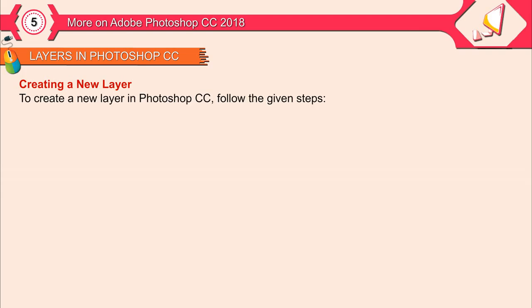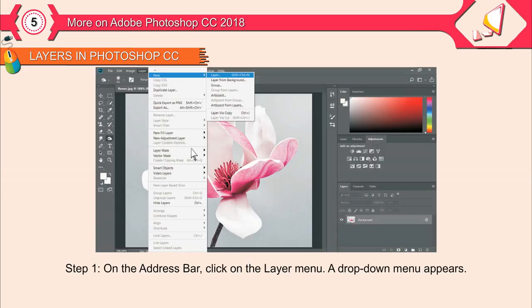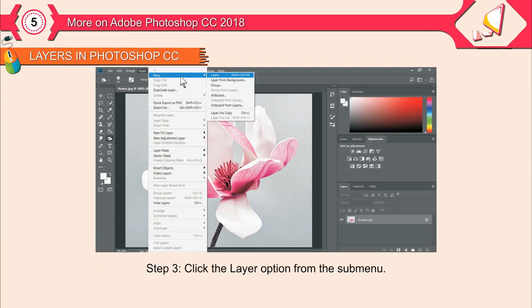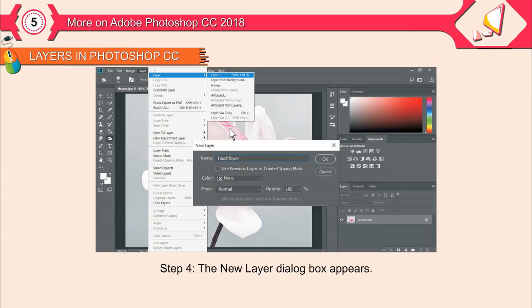To create a new layer in Photoshop CC, follow the given steps. Step 1. On the address bar, click on the Layer menu. A drop-down menu appears. Step 2. Select the New option from the drop-down menu. A sub-menu appears. Step 3. Click the Layer option from the sub-menu. Step 4. The New Layer dialog box appears. Type a name for the layer in the name box and click on the OK button.